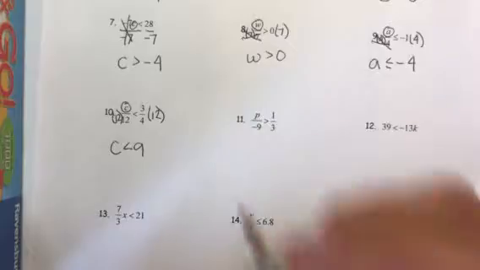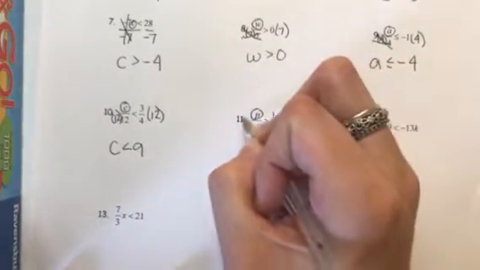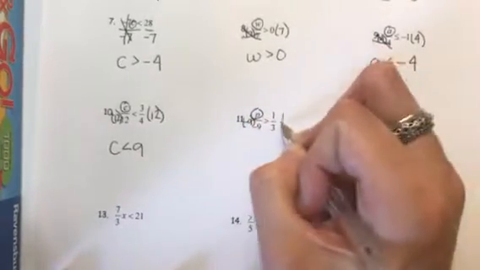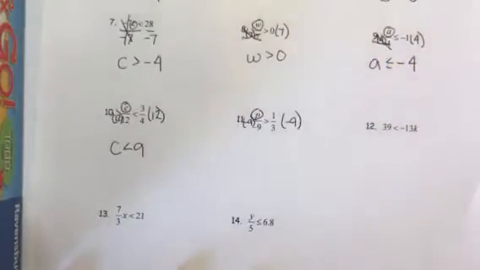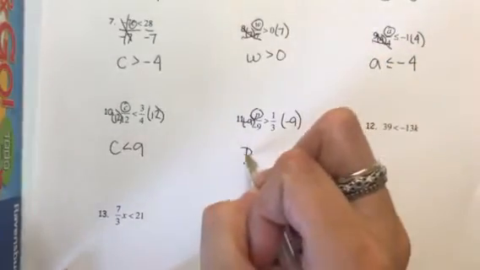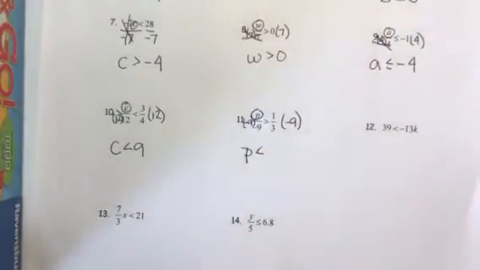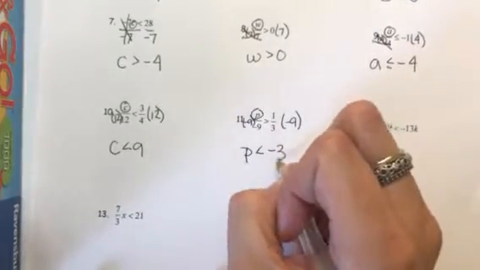Number 11, to get p by itself, we're going to undo dividing by -9 by multiplying by -9. Okay, we are multiplying by a negative, which is a reason to flip the sign. So we will get p is less than -3.